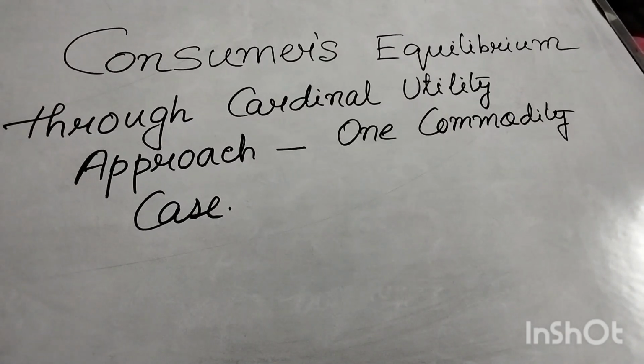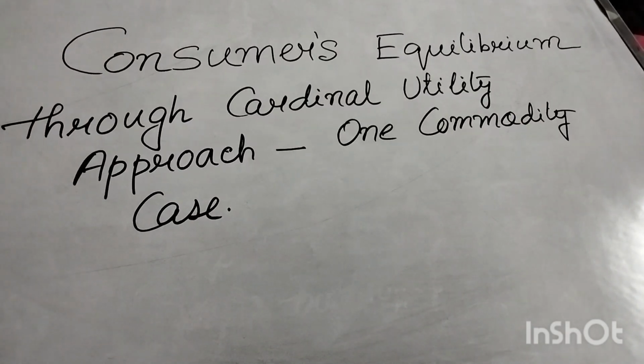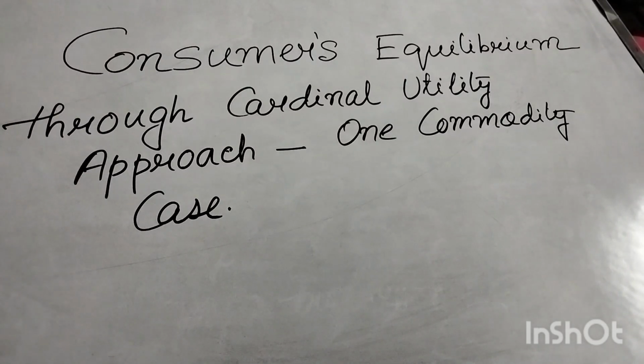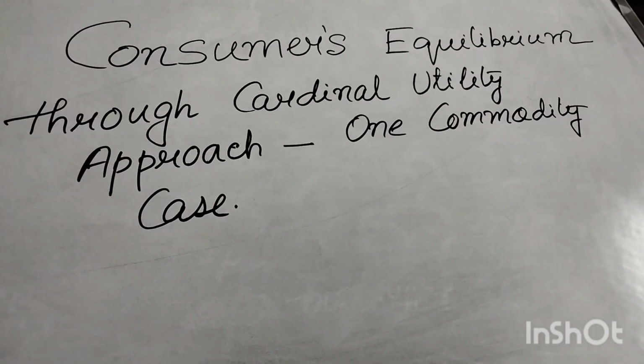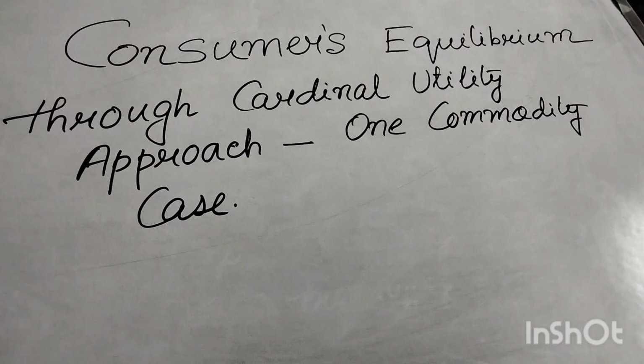Today's topic is consumer's equilibrium through the cardinal utility approach in case of one commodity. How will the equilibrium be achieved in case of this one commodity? There will be only one commodity X, and what is the equilibrium condition when there is only one commodity?